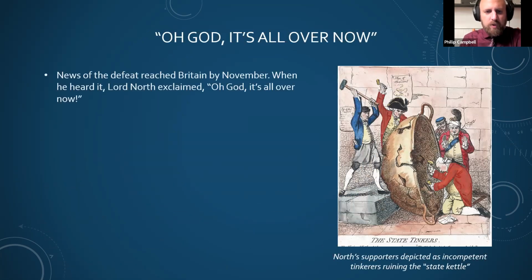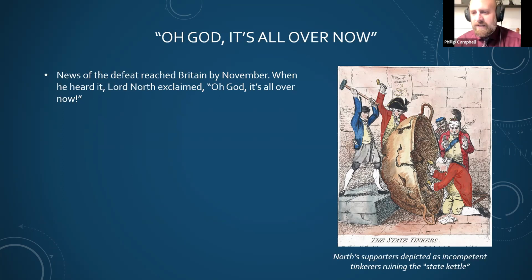Now, news of the defeat reached Britain by the following month. When he heard it, Lord North exclaimed, "Oh God, it's all over now." And Lord North and his supporters were relentlessly lambasted in the British media. You can see this picture here. Lord North and his supporters are depicted as incompetent tinkerers ruining the state kettle. These old school political cartoons are hilarious. They had a whole symbolism of state that is foreign to us now. If I didn't tell you what this was and you saw this picture, you'd probably say, what the heck is this? It's a bunch of guys banging on a kettle.